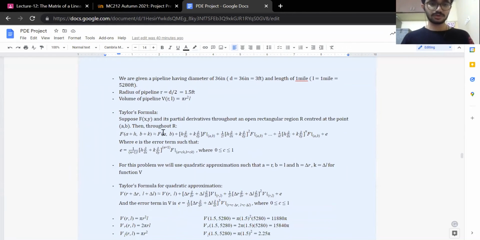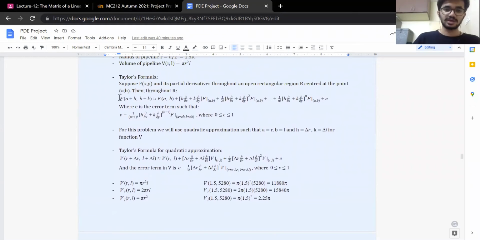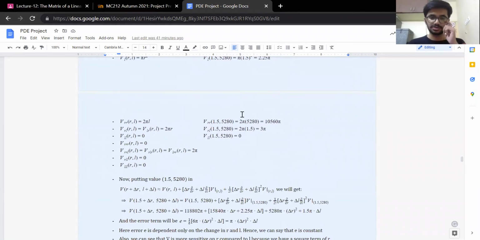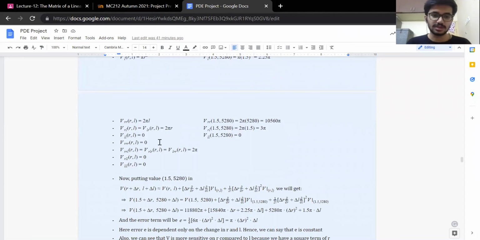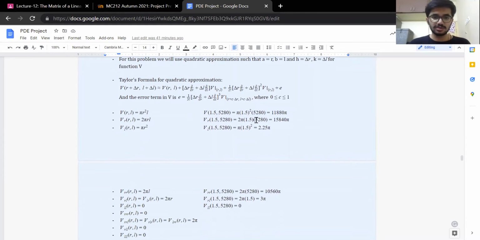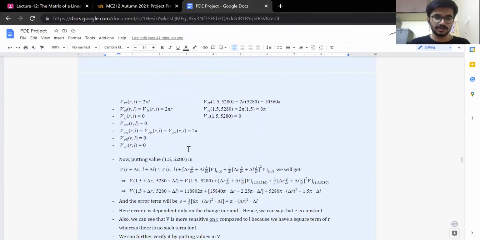Here's the Taylor formula. We all know that. So substituting, we changed a to r, b to l, and h and k with the change values, that are delta r and delta l. So here is our Taylor's formula. I'm just taking it till the quadratic because afterwards, in the third term, they become 0. So it's okay to go till the quadratic approximation, and the error term is here, power 3. So these are the calculations, the partial derivatives, and the values obtained for that part.